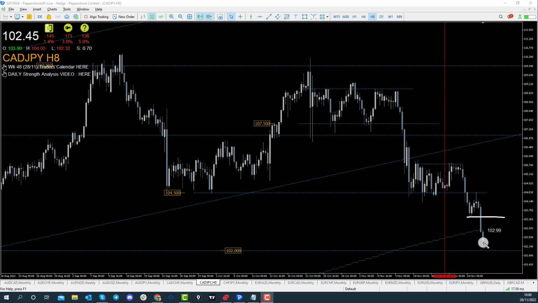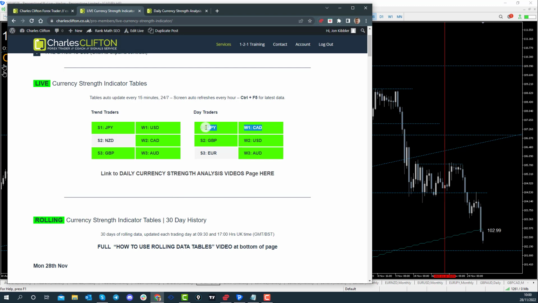So around about the 103.40 handle, 103.50 handle. If price was to pull back to there from a trend trader's perspective, I'd be open to the idea of seeing sellers coming back into the market to see a move down to the 102 handle. We may not get that though, because we can see from the tables, CAD is actually topping the day traders table, which means that on a lower time frame, the price could continue to the downside.